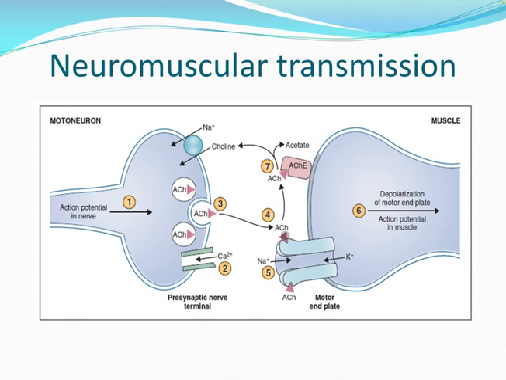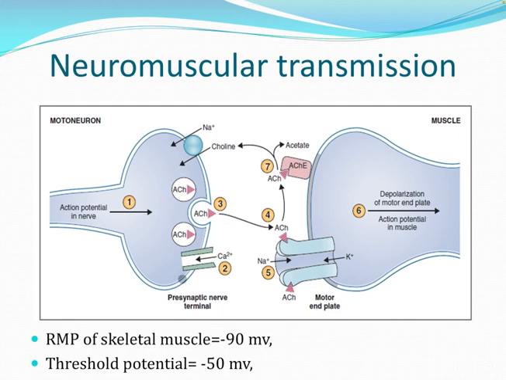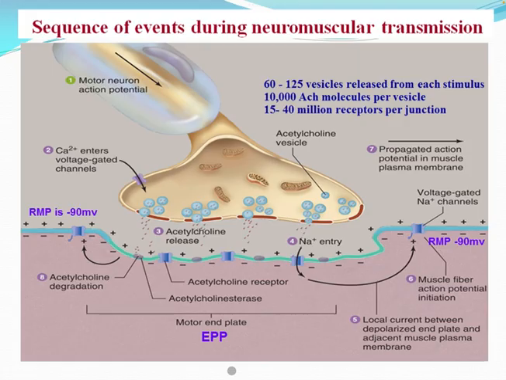Later acetylcholine is broken down to choline and acetate by the enzyme acetylcholinesterase present in the junctional fold. This choline is reuptaken by the nerve terminal, and acetylcholine is resynthesized and packed into the vesicle. The resting membrane potential of skeletal muscle is minus 90 millivolts and the threshold potential for excitation of the muscle is minus 50 millivolts. So this is again the sequence of events during neuromuscular transmission.